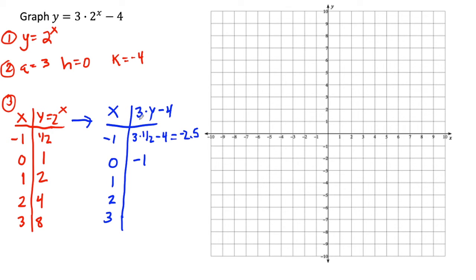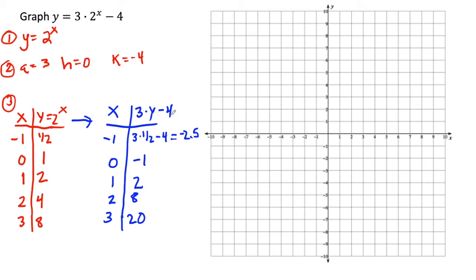At 1, we're at 2. 3 times 2 is 6, minus 4 is 2. 3 times 4 is 12. 12 minus 4 is 8. And then 3 times 8 is 24, minus 4 is 20. We can't fit that one on there, but if we could, we would have a point at 3, 20.